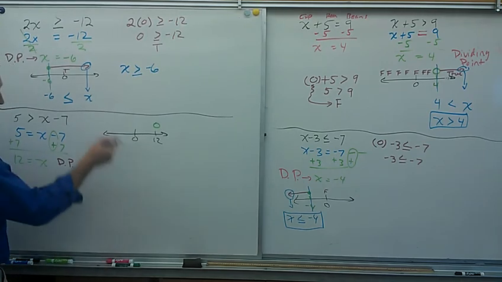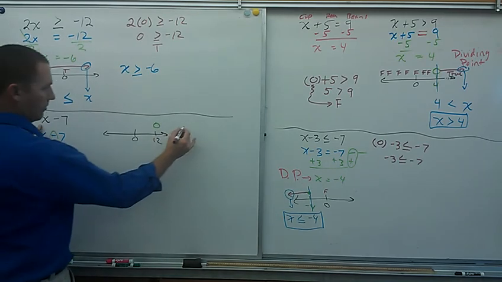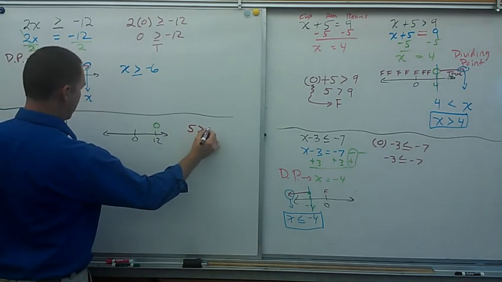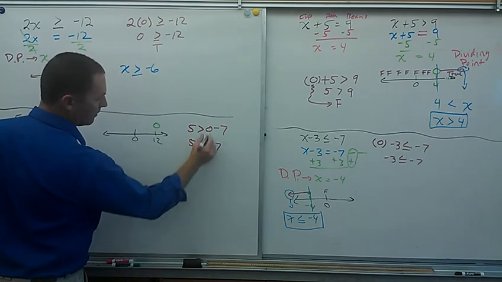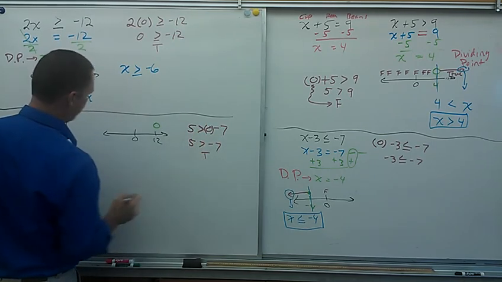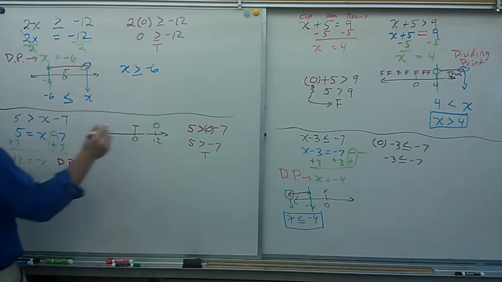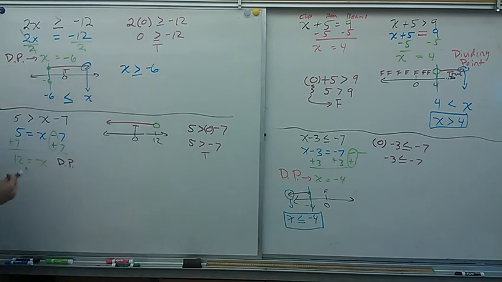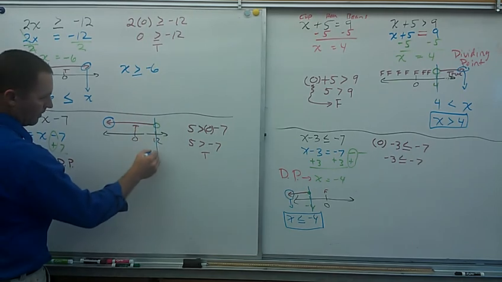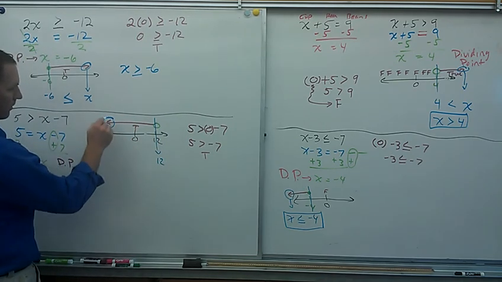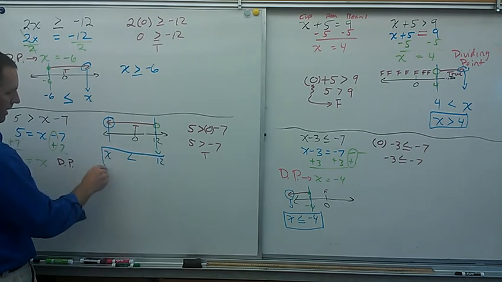And then I need to test and find out which direction to put my arrow. So I'm going to plug in my 0. So 5 is greater than 0 minus 7. 5 is greater than negative 7. That is true. So the 0 is true. And the arrow always goes towards the true side, so it goes like that. And my final answer here is 12. This is x and less than, so x is less than 12.